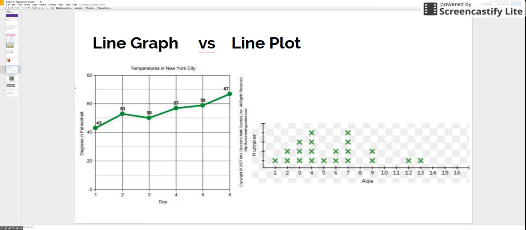A line graph versus a line plot. This is an example of a line graph. So it's over time, day 1, 2, 3, 4, 5, 6, right? And the degrees, if you notice, the degrees increase in New York City. And versus a line plot. So they call this a line plot because you line them up, right? You line up either your X's or whatever you want, right? So that's your line plot.